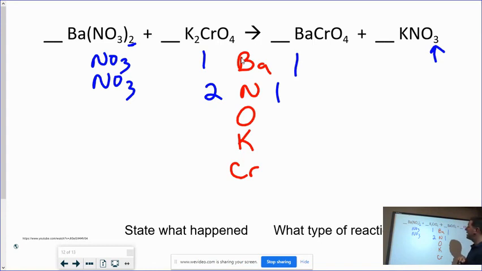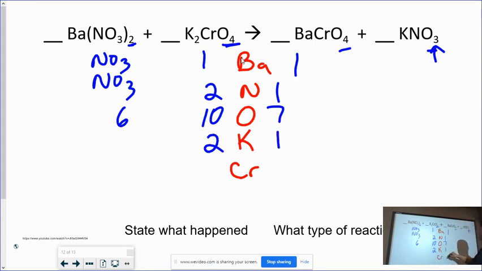How many O's do we have on the left-hand side? Well, here we have 6, and here we have another 4, so that's 10 O's. And on the right-hand side, we have 4 and 3, so that's 7. We got 2 K's on the left-hand side. We have 1 K on the right-hand side. We have 1 chromium on the left-hand side. We have 1 chromium on the right-hand side.